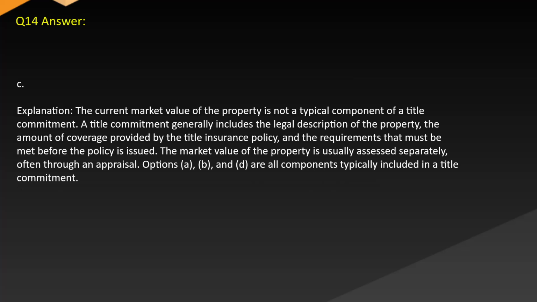Answer: C. Explanation. The current market value of the property is not a typical component of a title commitment. A title commitment generally includes the legal description of the property, the amount of coverage provided by the title insurance policy, and the requirements that must be met before the policy is issued. The market value of the property is usually assessed separately, often through an appraisal. Options A, B, and D are all components typically included in a title commitment.